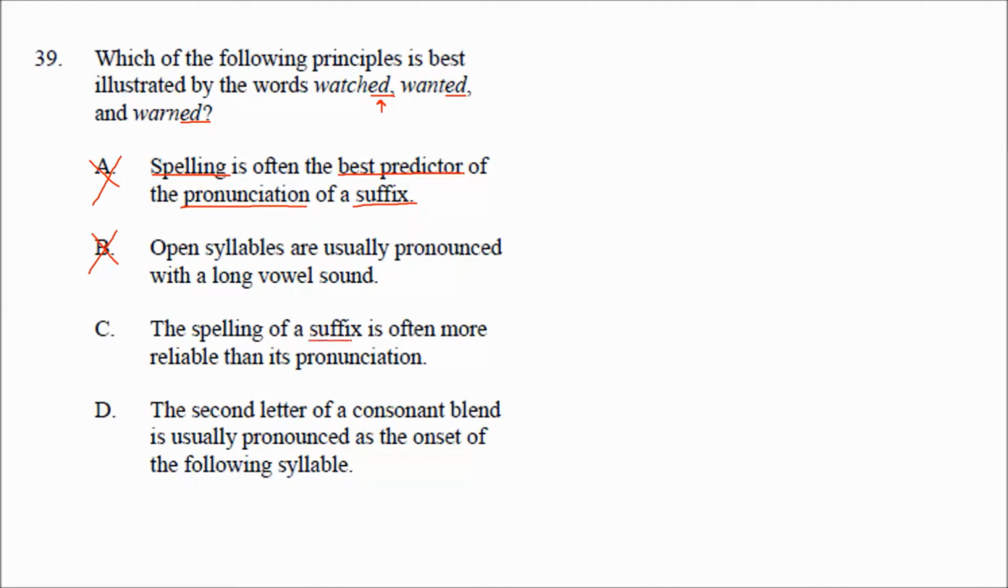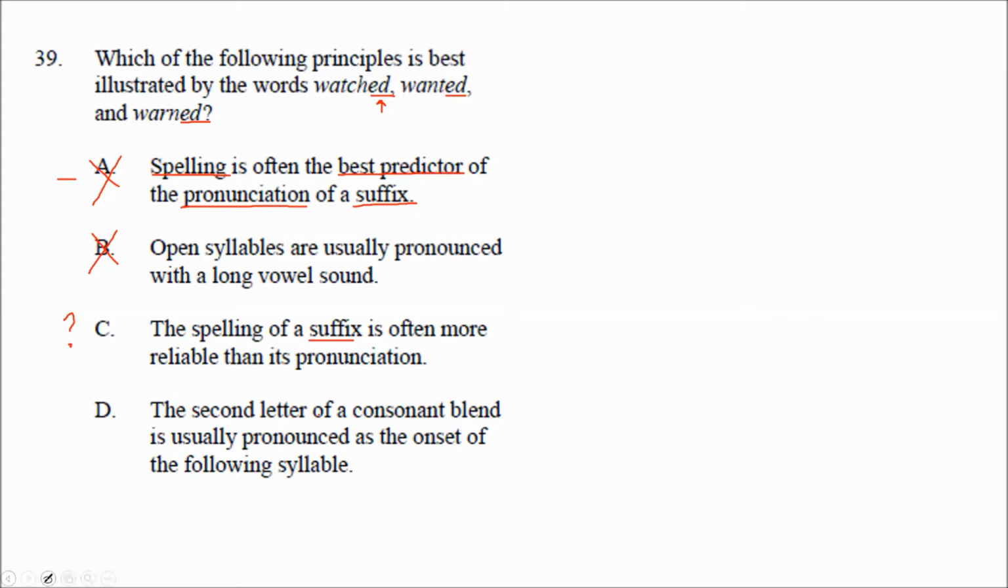The spelling of a suffix is often more reliable than the pronunciation. So again, what I said, this one and this one are very similar because this one is talking about the spelling as the best predictor, or is the spelling more often more reliable than pronunciation? We know that in the English language, the spelling will not change, but the pronunciation will definitely change in the word. I can't think of any words right now, but I know that sometimes combinations of letters, you think it's going to say one thing, but it actually doesn't, and it's just a sight word that you need to learn just because the English language is that complicated.